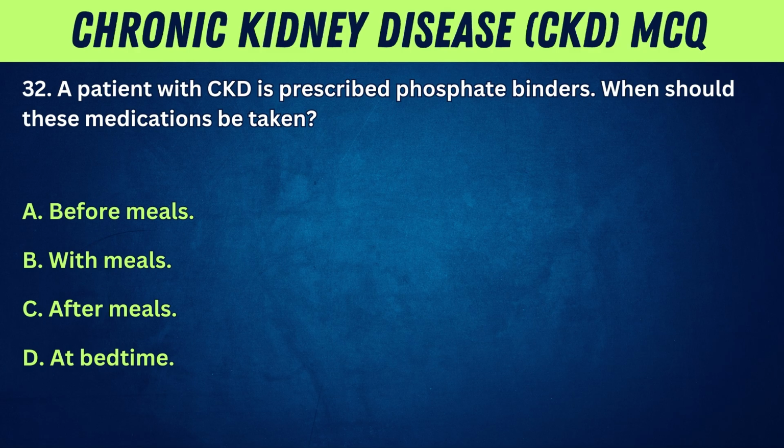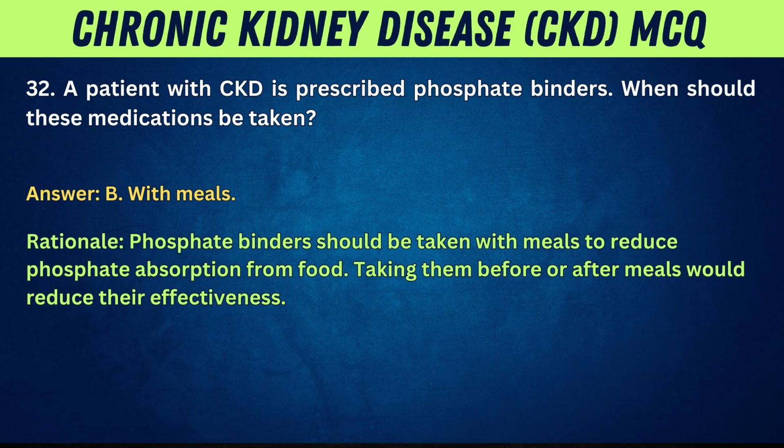When should these medications be taken? A. Before meals. B. With meals. C. After meals. D. At bedtime. Answer: B. With meals. Rationale: phosphate binders should be taken with meals to reduce phosphate absorption from food. Taking them before or after meals would reduce their effectiveness.